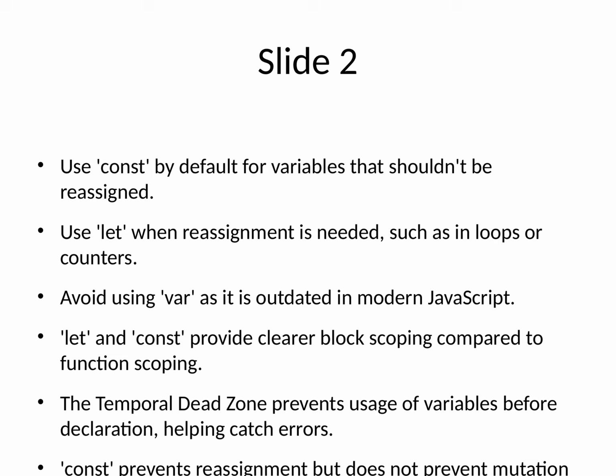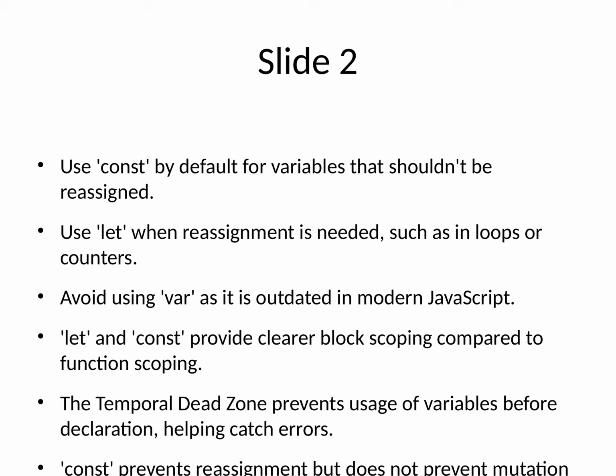When writing modern JavaScript, it's important to follow certain best practices to ensure your code is clean, efficient, and less error-prone. First, use const by default for variables that shouldn't be reassigned. This makes your intentions clear and helps avoid accidental changes.